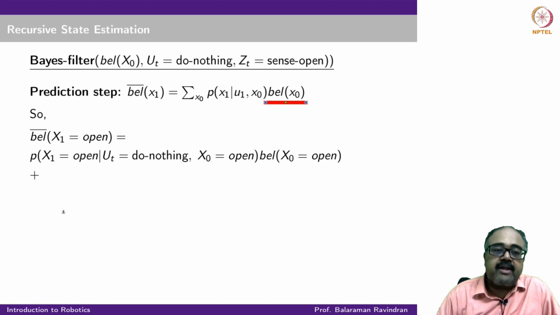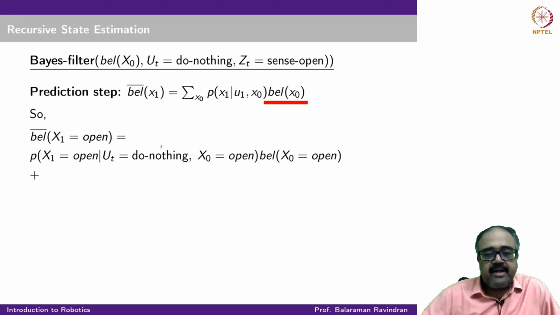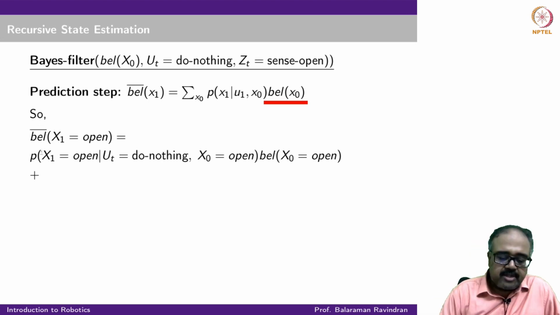So I have to look at all values that x1 can take, right? So this was some particular value of x1. Here I'm actually filling in a value. The bel bar of capital X1 equal to open is given by, so the first value that I should consider for x0, which is x0 equal to open, is what we are considering here. So belief of x0 equal to open, this is what I believed was the probability that x0 will be open, times the probability that x1 is open given x0 was open and I did nothing, right? The action was do nothing. Okay, is it clear? So I'm looking at bel bar of x1 equal to open.